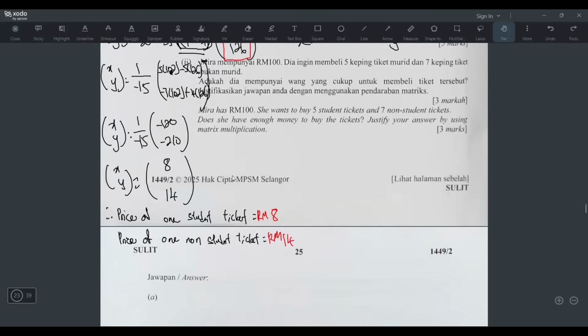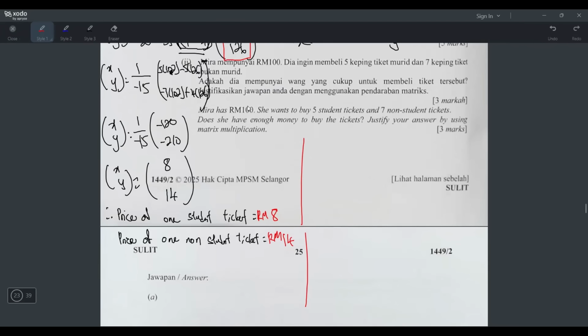Okay, now we can do question 2. I'll use the remaining space here. Mira has 100 ringgit. She wants to buy 5 student tickets and 7 non-student tickets. We already know the price of one student ticket is 8, one non-student is 14. So we can just take 5 times 8 plus 7 times 14, right? Does she have enough money to buy the tickets? Justify your answer by using matrix multiplication.